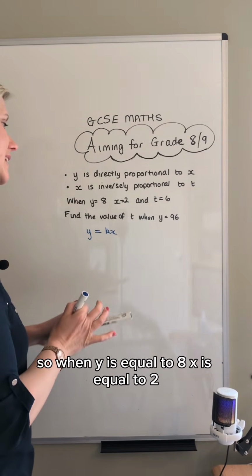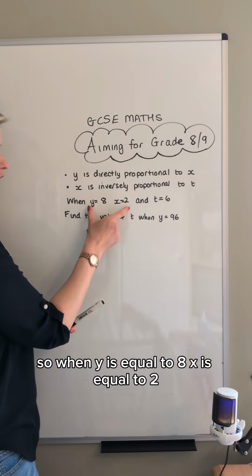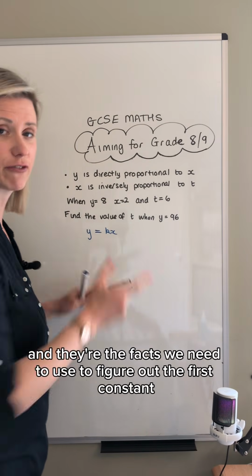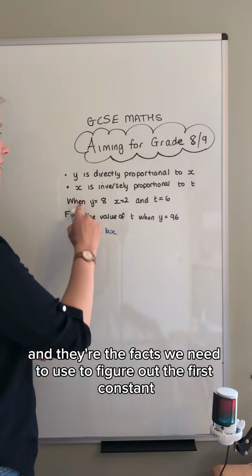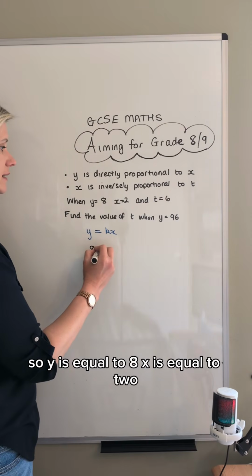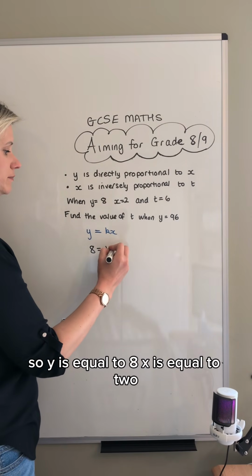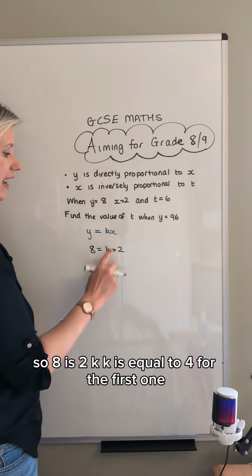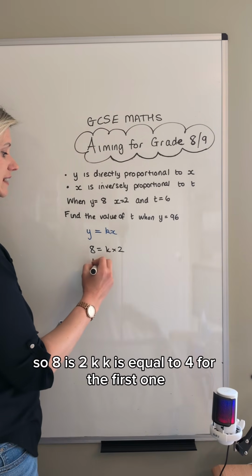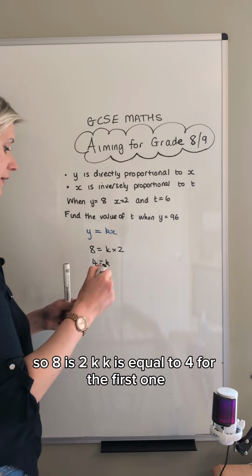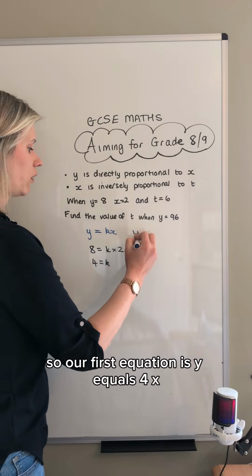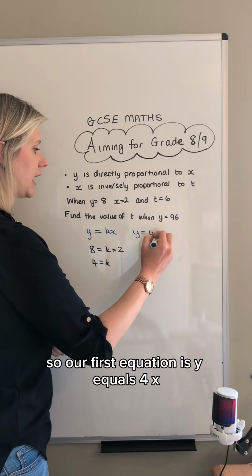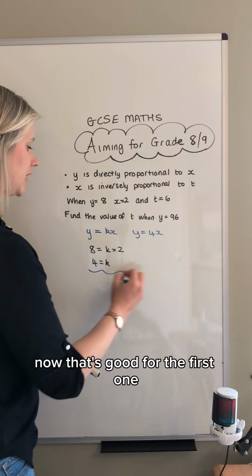So when Y is equal to 8, X is equal to 2, and they're the facts we need to use to figure out the first constant. So Y is equal to 8, X is equal to 2. So 8 is 2k, k is equal to 4 for the first one. So our first equation is Y equals 4x. Now, that's good for the first one.